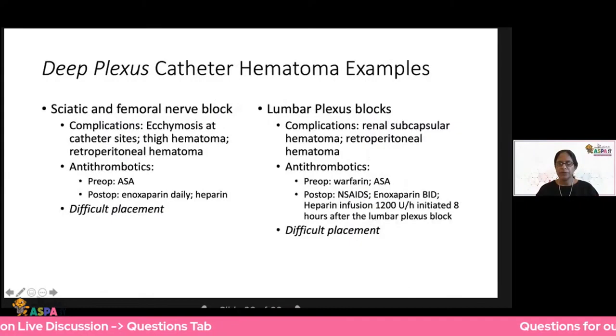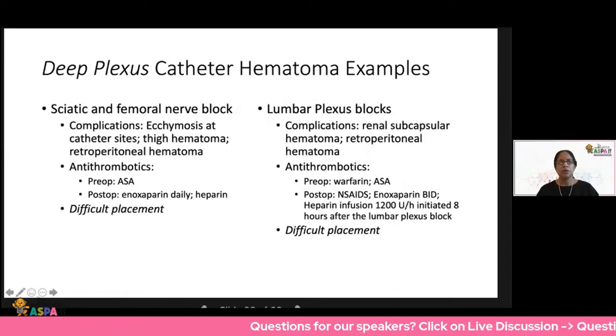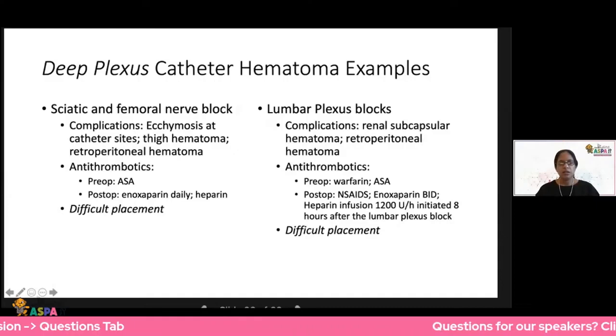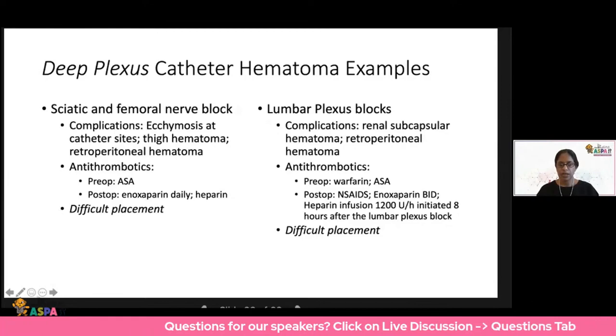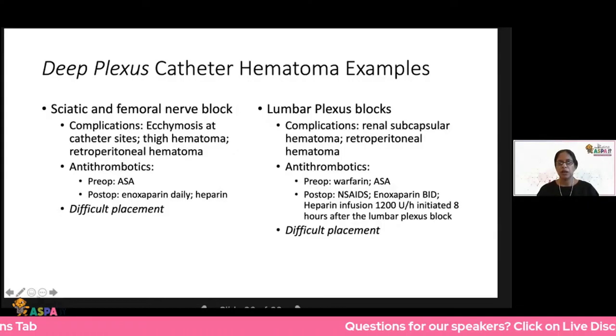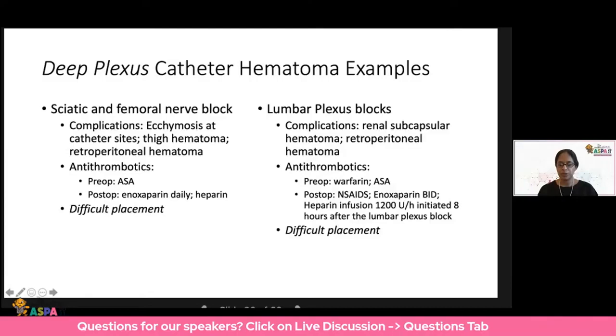There are some examples of deep plexus catheter hematomas that have been reported. Most have been in patients who had perioperative anticoagulation for various reasons. The sciatic and femoral nerve blocks have had bruising and hematomas associated with them, as have the lumbar plexus, and you can have a large retroperitoneal hematoma. The most interesting thing about these cases is that the blocks were difficult to place, so difficult placement, multiple attempts, does increase the risk of hematoma.